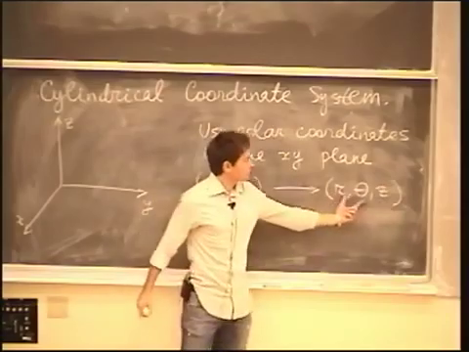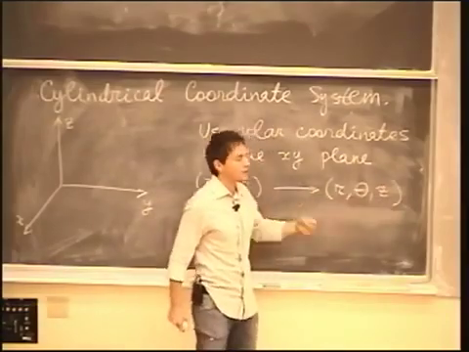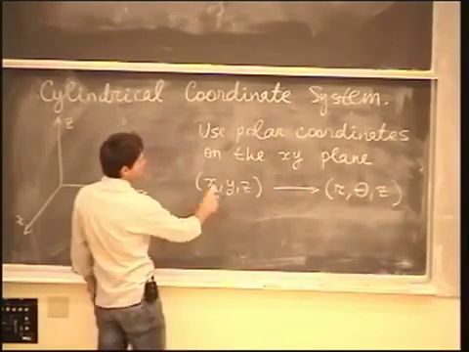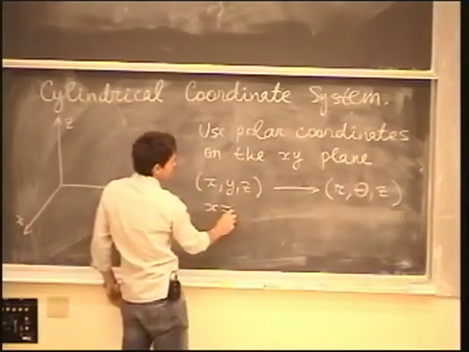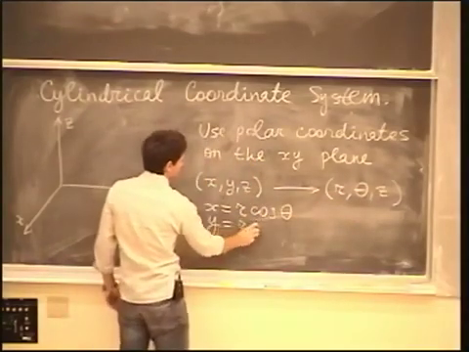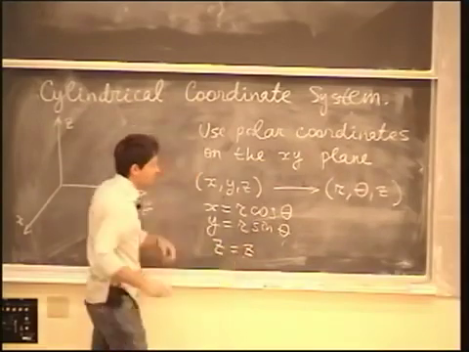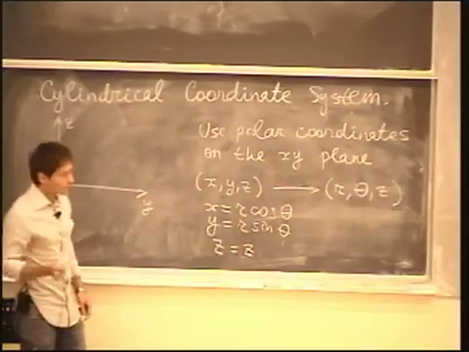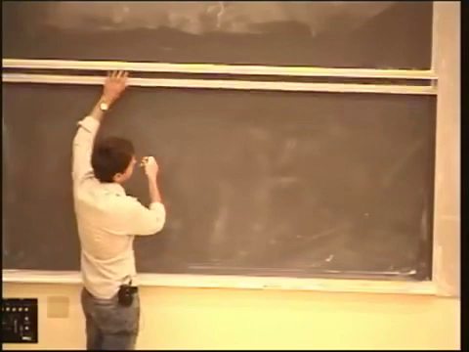So x and y get replaced by r and theta in the same way as for polar coordinates, and z is just thrown in as an extra variable. The formulas expressing these coordinates in terms of the new coordinates are exactly the same as for polars. They are r cosine theta and r sine theta, and then we have the z. And z we have on both sides, and it's the same variable. Okay? So what is this coordinate system good for?